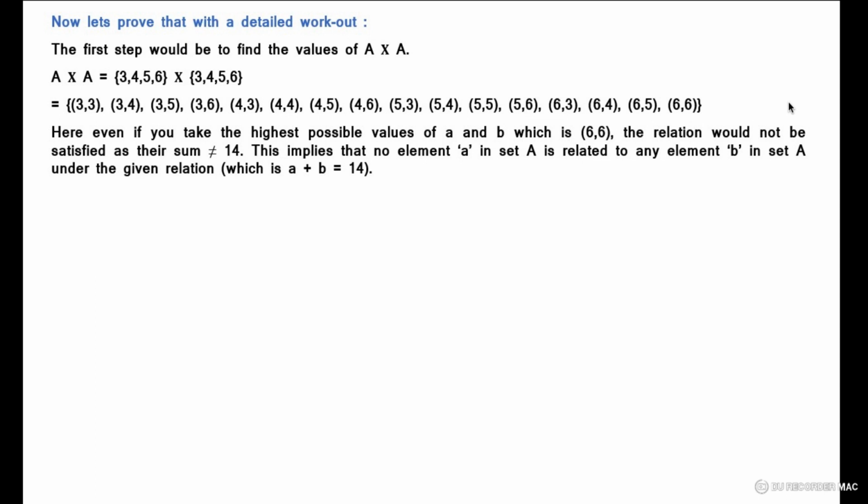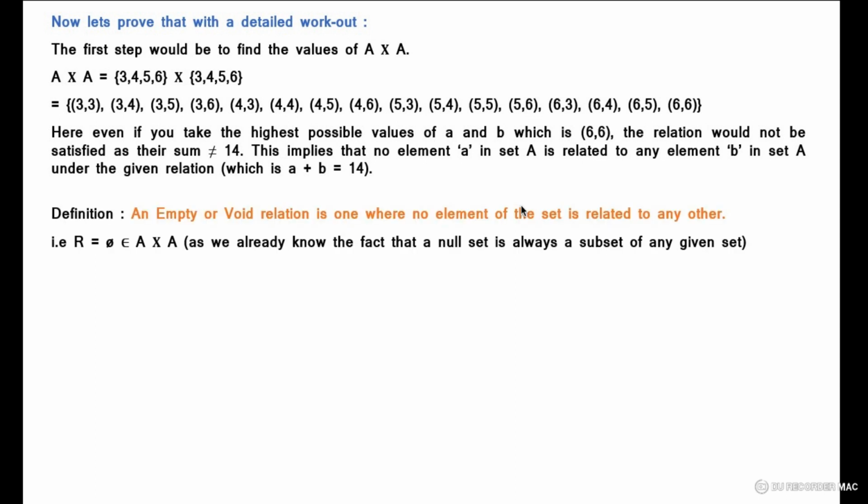Even if you take the highest possible value, which is (6, 6), and you add both the elements, 6 plus 6 equals only 12. But the relation says it should be equal to 14. So even if you take the highest value, the relation won't be satisfied. This implies that no element A in set A is related to any element B in set A under the given relation, which is A plus B equals 14.